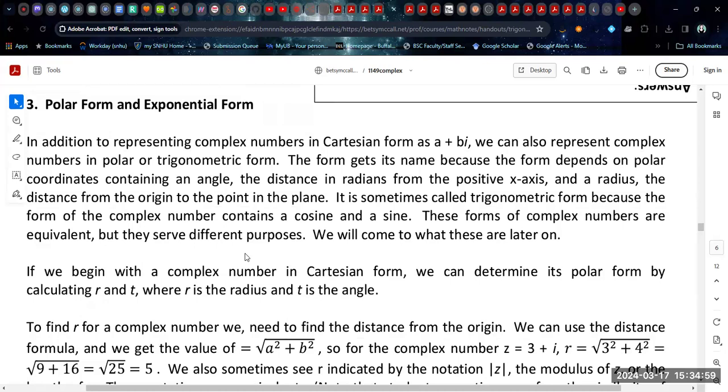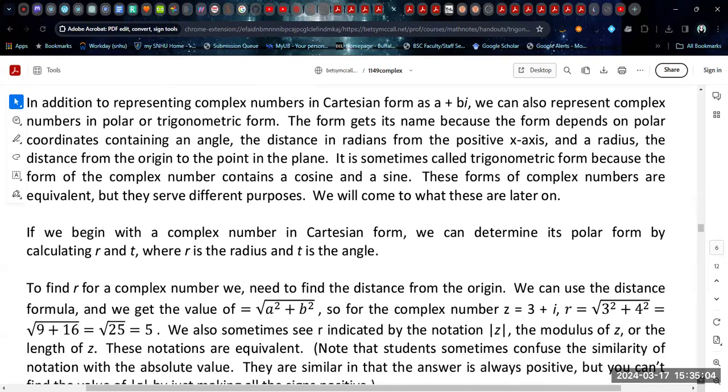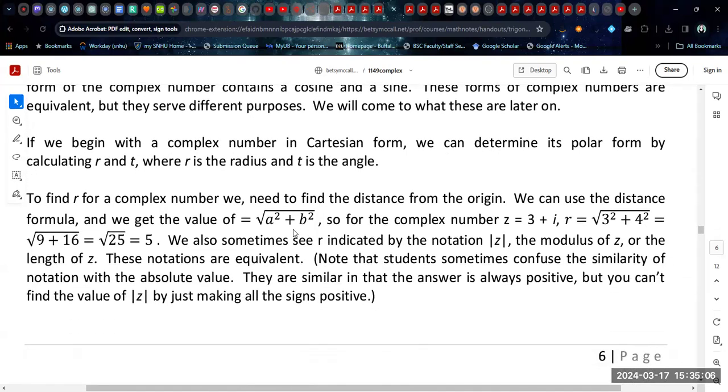Now, if we're moving into polar and exponential form, we want to think about a couple of relationships between coordinates in polar form versus rectangular coordinates. So if I have a point in the xy plane, then I can measure the distance from the origin to that point, which essentially is the radius of a circle going through that spot. The radius is basically the square root of a squared plus b squared.